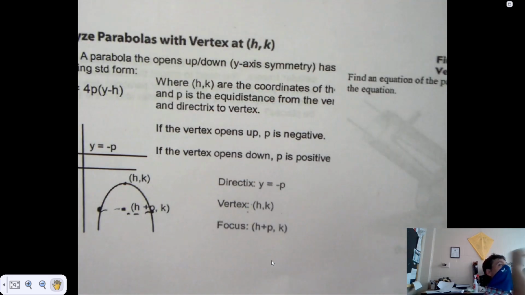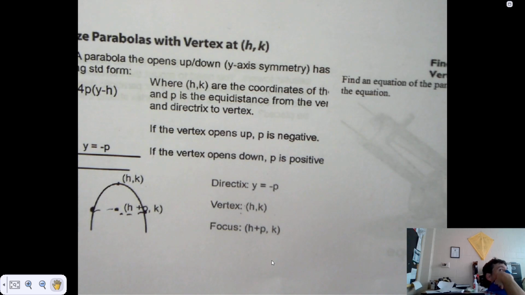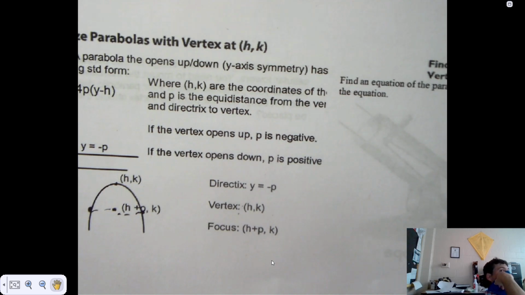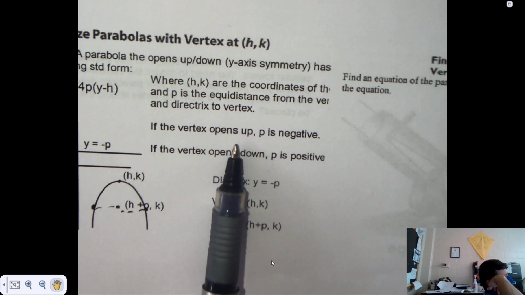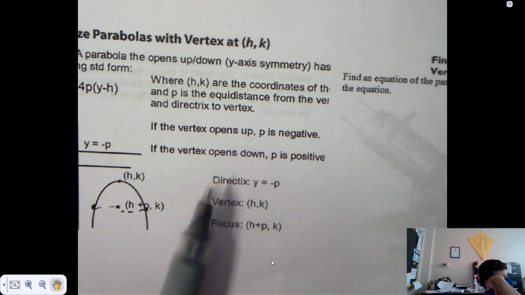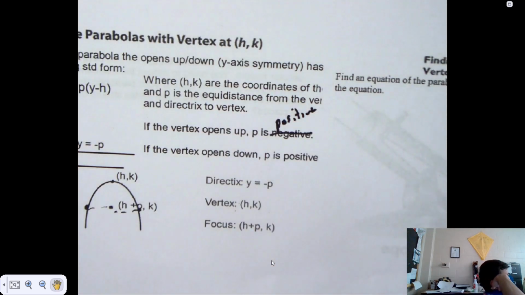I don't know who wrote these notes or what kind of drugs they were on, but there's a lot of mistakes in them. Right there. That's a mistake. You think that makes any sense? If you open up, P is negative? No. What should it be? Positive. How about if it opens down? Negative.